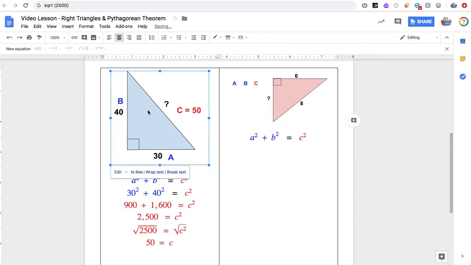And I'm going to take a look. Does it make sense for C to be 50 here? Sure, this side's 30, this side's 40. This is our longest side. It should be a bit bigger than 40. 50 is a bit bigger than 40, but it's not gigantic. It's not ridiculous for a number.